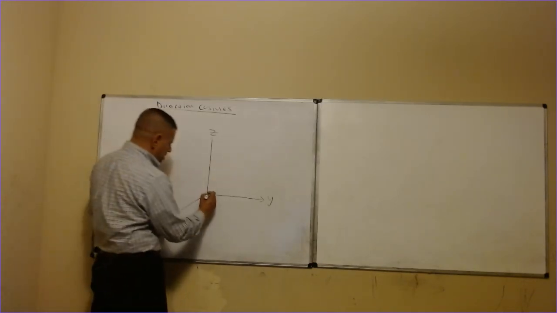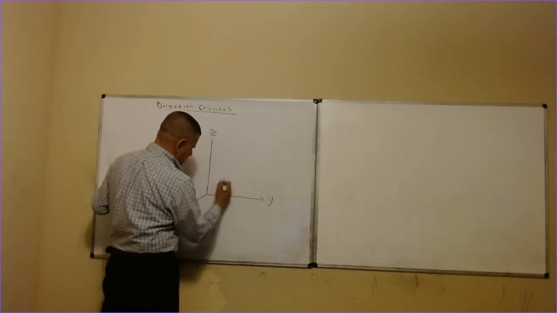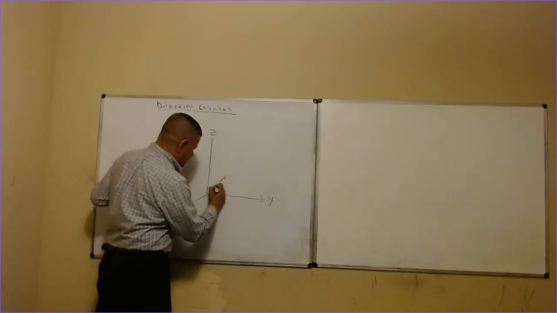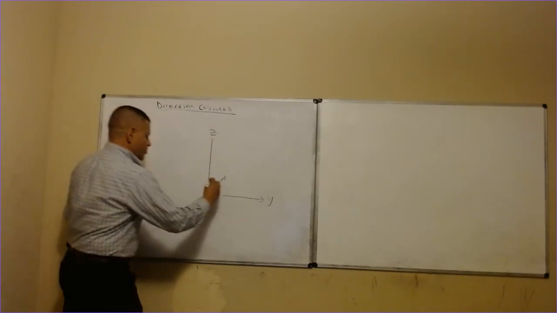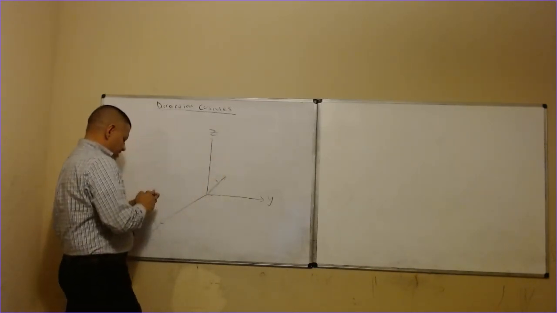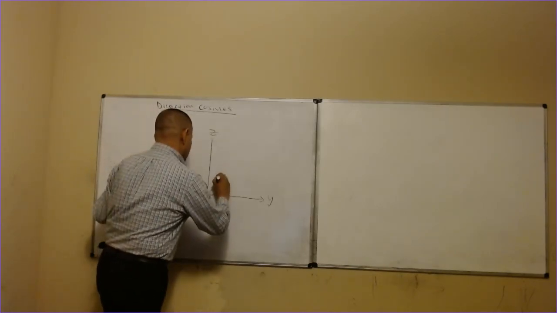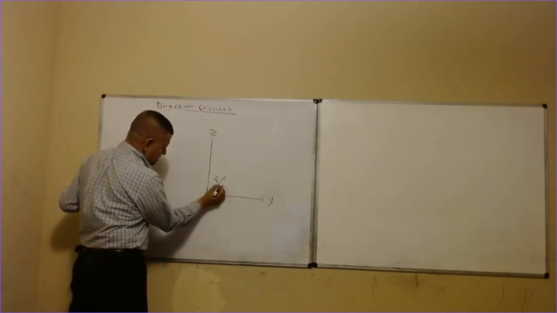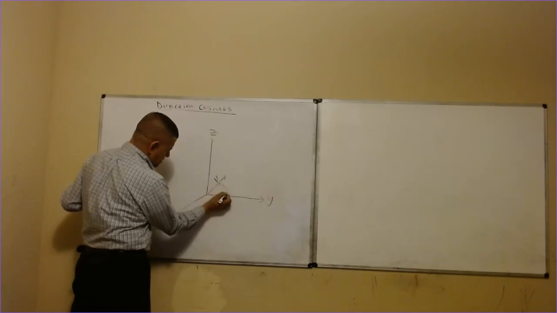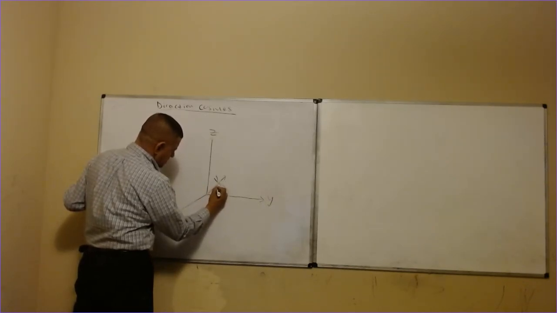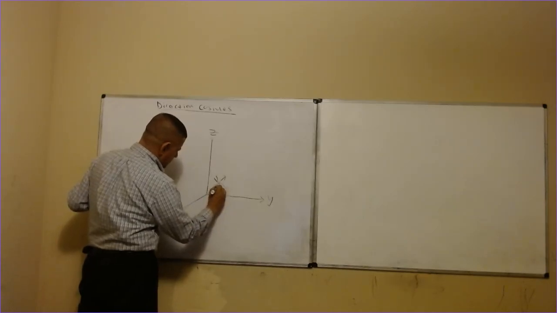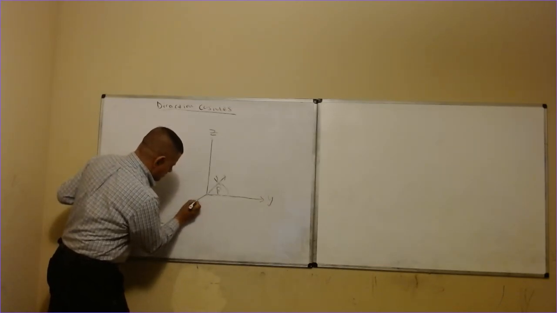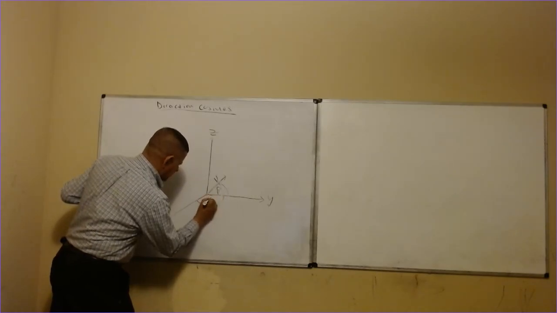And let's assume that you have a vector that goes like this. Then we call that vector V, right? Then we have an angle that goes like this. We call that angle beta. We have another angle going like this. We call that alpha.